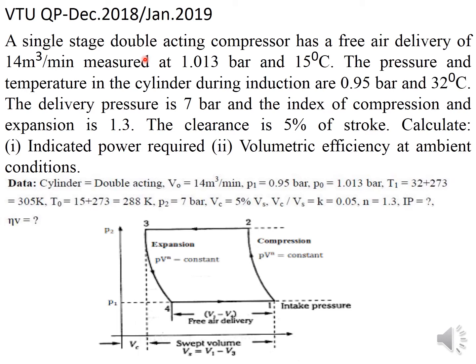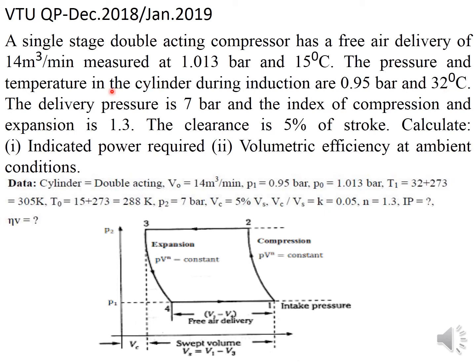A single stage double acting compressor has a free air delivery of 14 meter cube per minute. Free air delivery, FAD, he has given. This is free air delivery, V1 minus V4, at 1.013 bar and 15 degrees Celsius. The pressure and the temperature in the cylinder during the induction are 0.95 bar and 32 degrees Celsius.